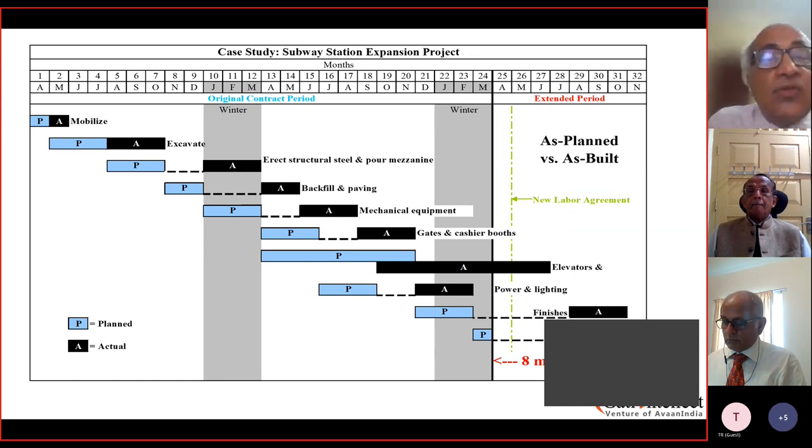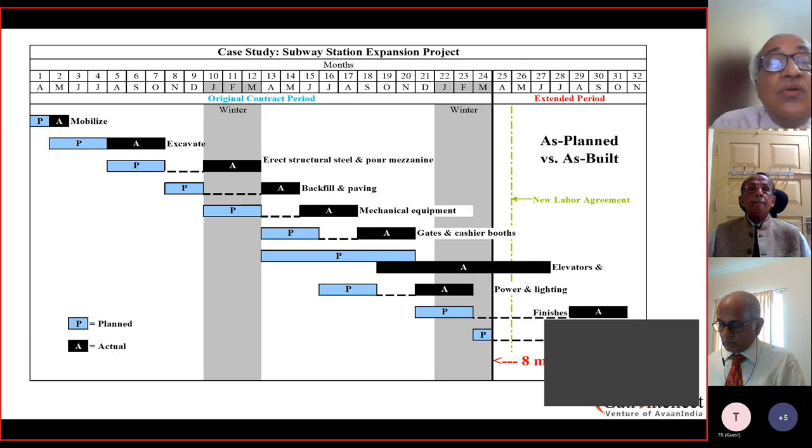Yeah, so this is a pictorial chart which shows the planned versus actual, which in another parlance is called as-is versus to-be, actual versus planned. So here you have P as the planned in blue, and A as the actual in black. So it shows the delay and everything.